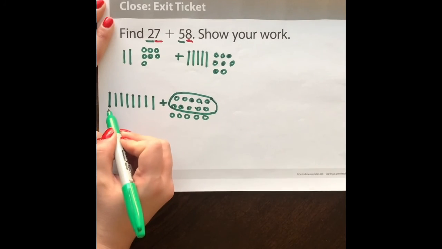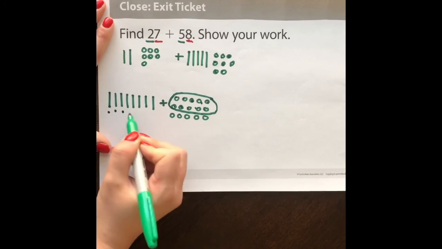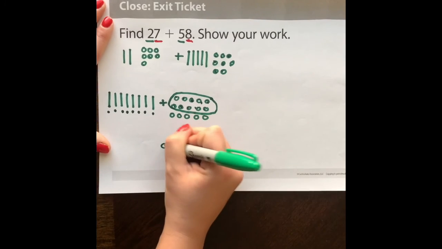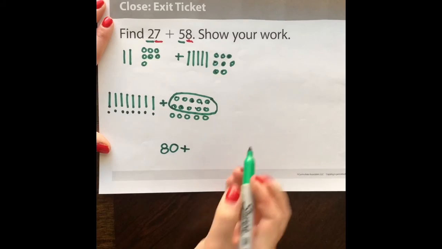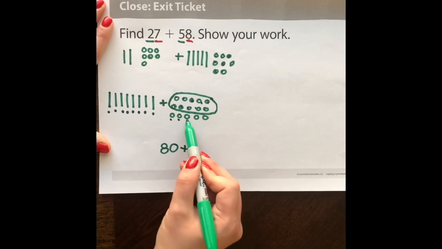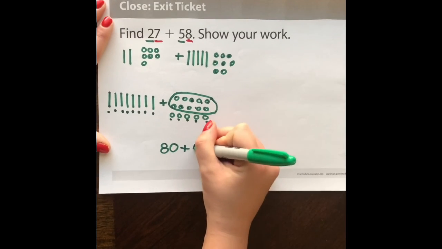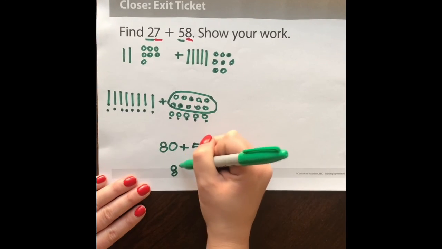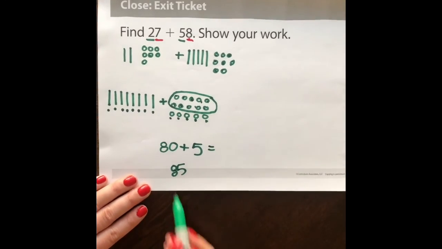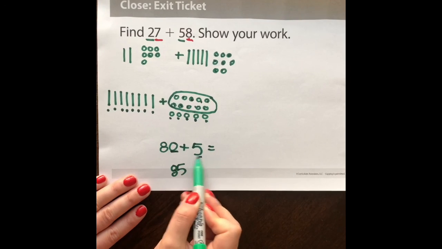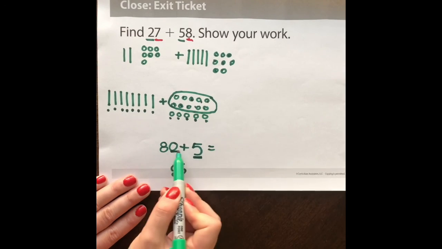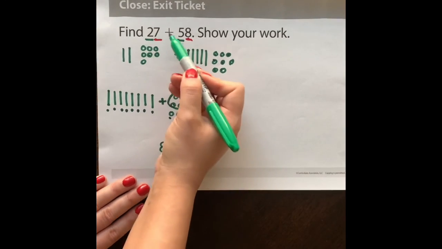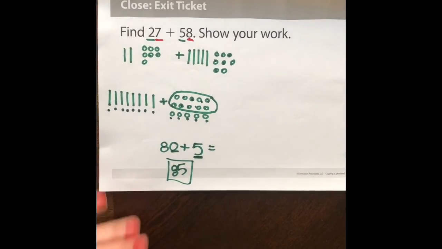So count with me. 10, 20, 30, 40, 50, 60, 70, 80. Plus 1, 2, 3, 4, 5. 5 ones. Well, we know 80 plus 5 is 85. There's nothing here in the ones place. This is the ones place here. We can just move our 5 over. The answer is 85. So what is 27 plus 58? It is 85.